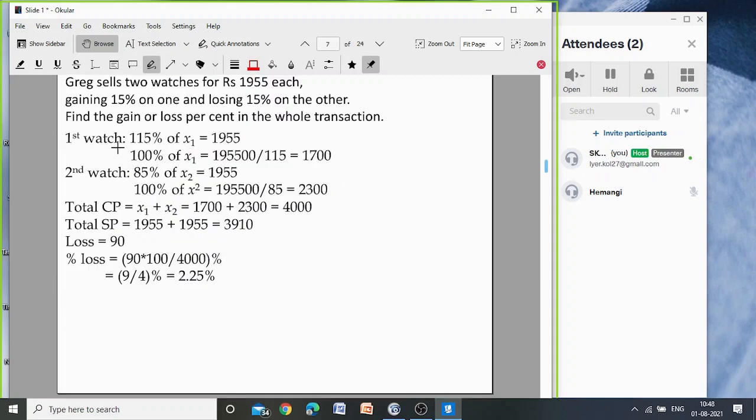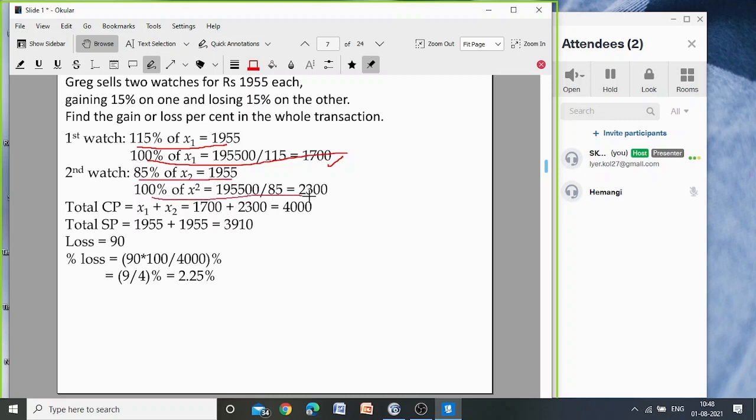First watch, what do you have? 15% gain. 15% gain means 115, since 100 is the starting point. So 115 is so much, then 100%, that is the cost price, is how much? You got it? Now second case, 15% loss. 85% is so much, so 100% is how much?